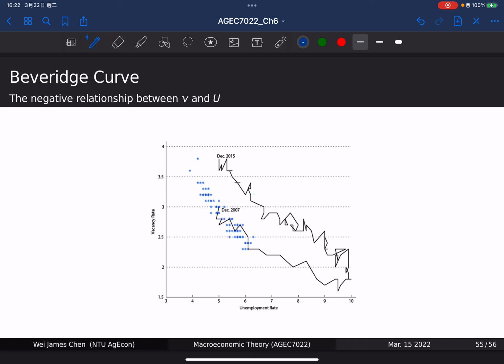This is the graph we saw from the beginning of the class, last week, right? The negative relationship between V and U. Somehow after the 0809 recession, the relationship goes from here to here. So given the same level of vacancy, the unemployment is now higher. This model can explain this.